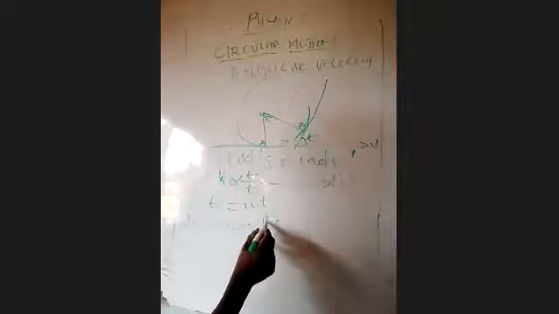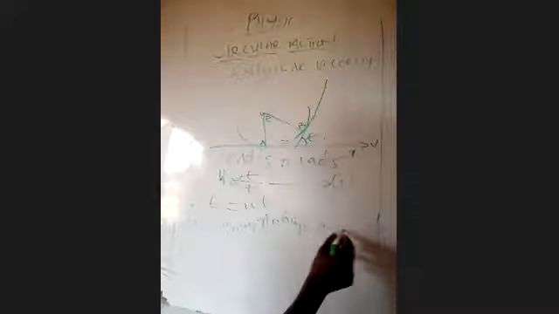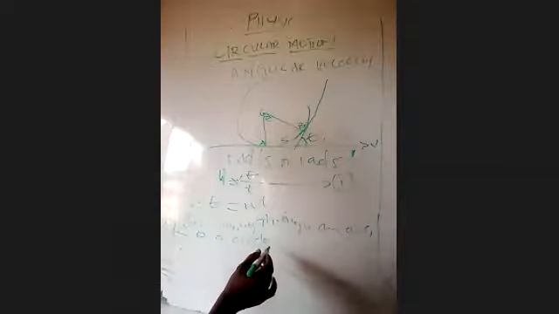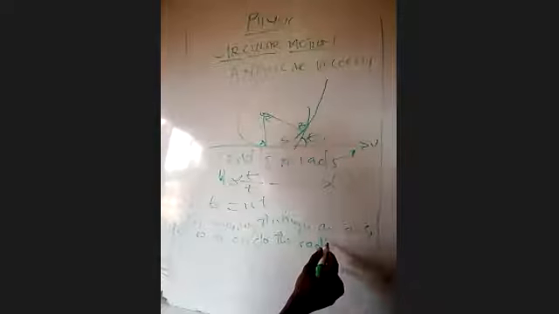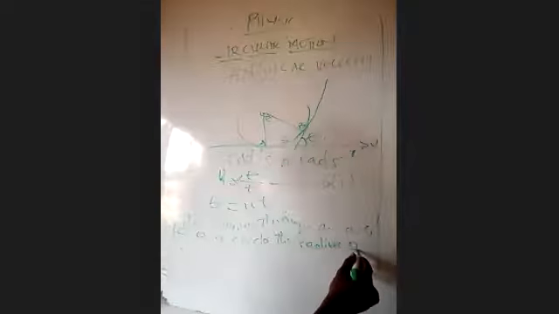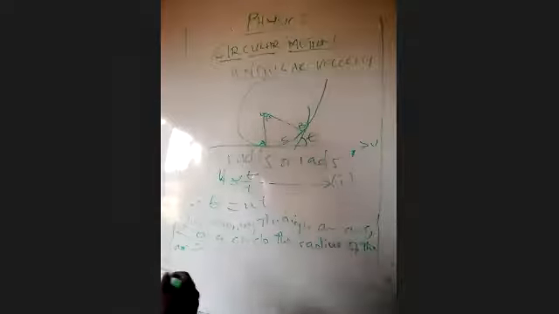So in moving through an arc, S, of a circle, the angle moved by the radius is theta.